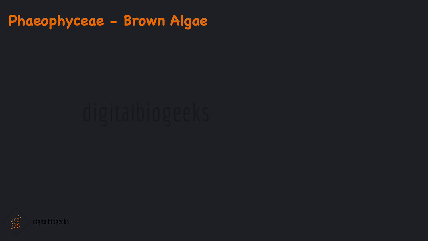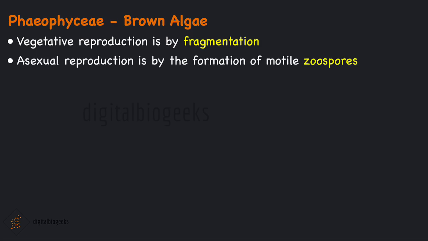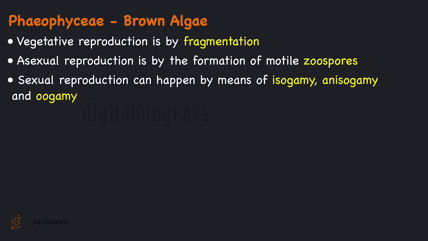Vegetative reproduction is by means of fragmentation. Asexual reproduction is by forming zoospores. They are pear-shaped and have two unequal laterally attached flagella. Sexual reproduction can happen by isogamy, anisogamy and oogamy. Gametes are fused together mostly in water.